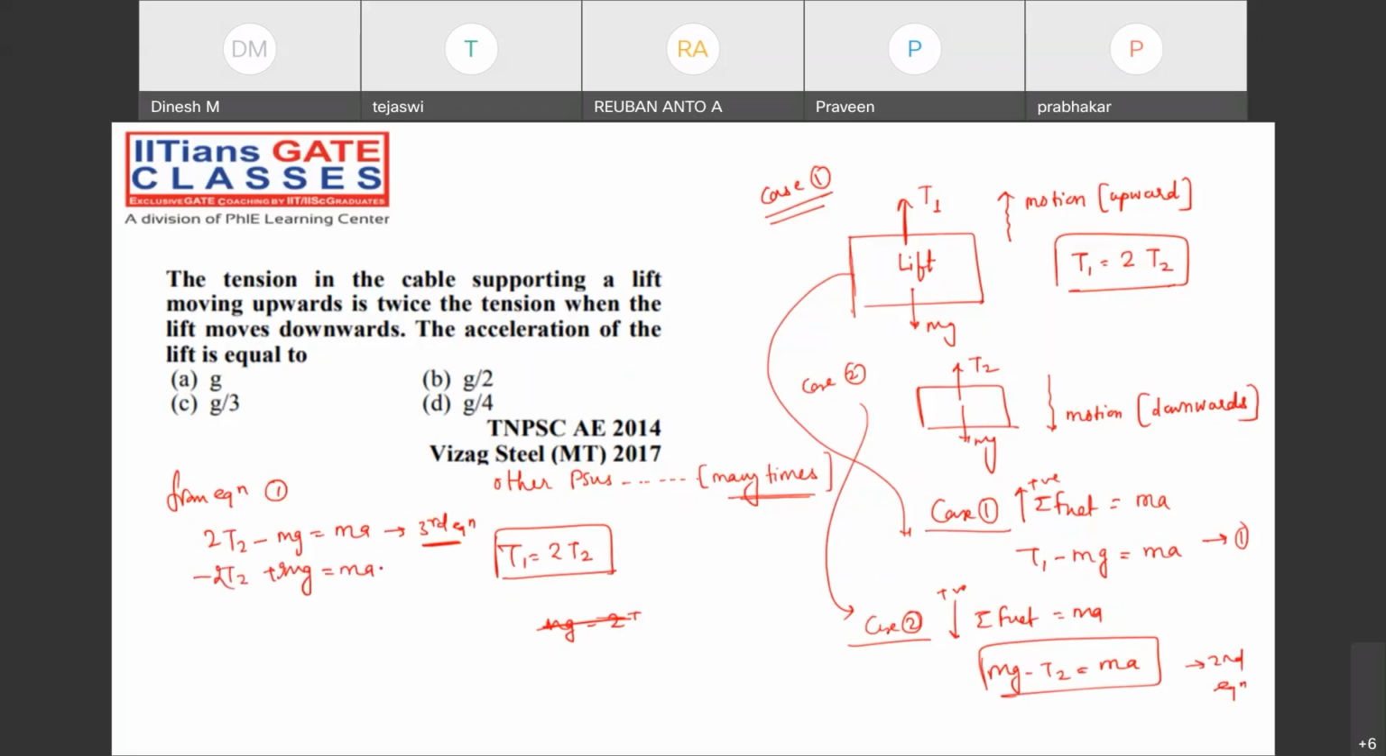Multiply with the 2, and just add it. What you can get? 3ma. This will cancel out, so acceleration will be g by 3. Check it out. All of you are understanding? This question has been asked in Tamil Nadu Public Service Commission and Vizag Steel, 2017.